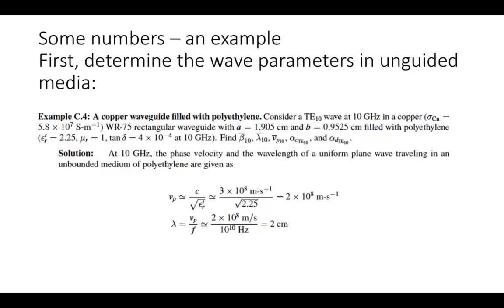First of all, before you do anything else, you always find the wave parameters in unguided media. So you'll find the phase velocity and lambda of the wave with the specified frequency in the dielectric material with epsilon being 2.25. And remember, for the phase velocity in a low loss dielectric, we can neglect the imaginary part of the relative dielectric constant and just go with the epsilon r prime of 2.25. When we do that, we get a phase velocity of 2 times 10 to the 8th. Likewise, we can take the phase velocity and divide by the frequency in hertz, and we'll get the wavelength.